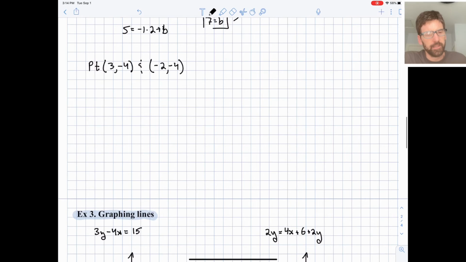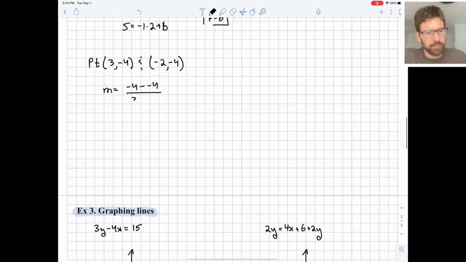Next one we can do as well. Let's find the slope first and then use mx plus b. So m is equal to, subtract the y's, -4 minus -4 over subtracting the x's. -4 minus a -4 is 0. And subtracting the x's is 5. So our m is 0. We have a flat line. Okay, we have a horizontal line.